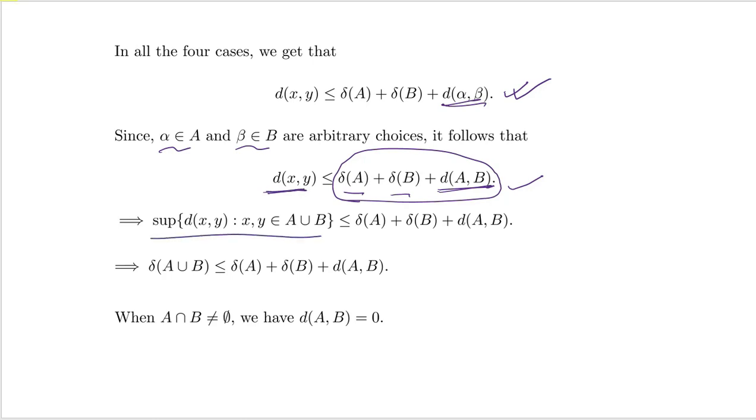So we take the least upper bound. This is also less than or equal to the right hand side, and then we get delta of A union B, because this supremum is nothing but delta of A union B. So delta of A union B is less than or equal to delta A plus delta B plus d(A,B). Lastly, you see that A intersection B non-empty always gives you that d(A,B) is equal to 0, that we have already seen in a remark, and therefore if d(A,B) equals 0, then delta of A union B becomes less than or equal to delta A plus delta B. This way we have finished this problem.